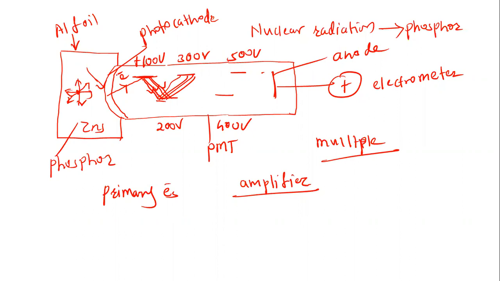The initial current pulse cannot be recorded. Therefore, the initial current pulse becomes very, very small. So the photomultiplier tube amplifies the current pulse. And finally, the current pulse is recorded by the electrometer.